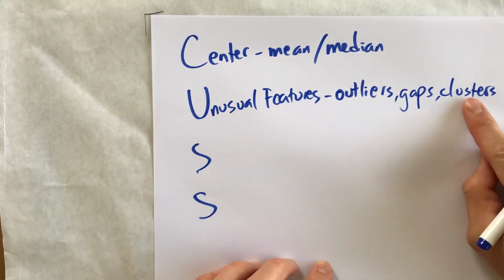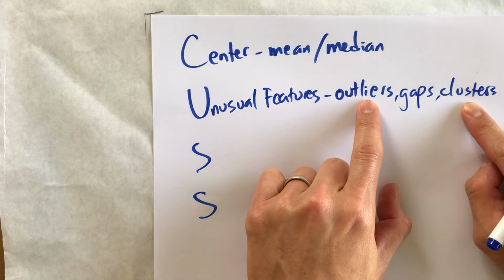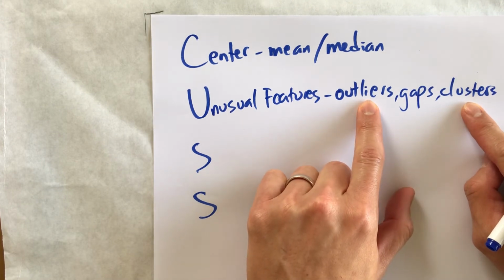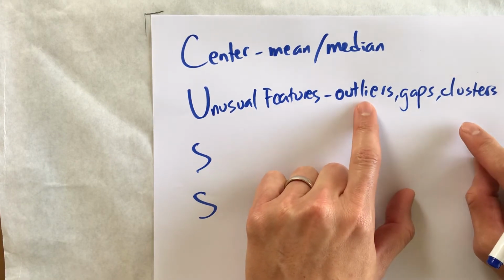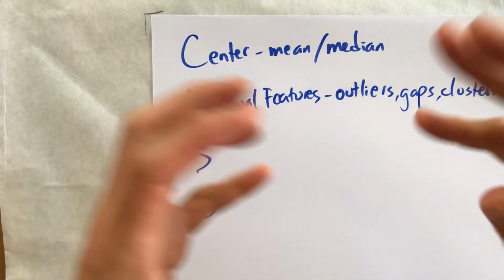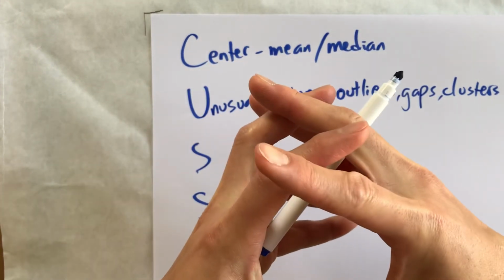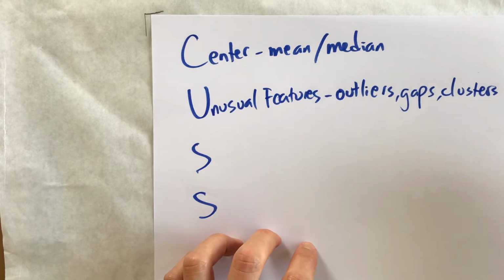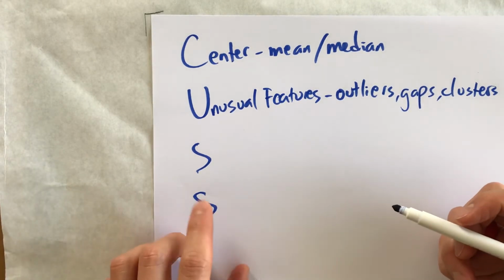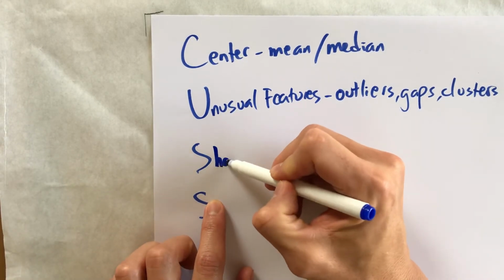Remember, a cluster is not just one point. If you have an outlier that's far away from the rest of the data distribution, that's not a cluster. A cluster means that there is a group of data points, values, that are away from the rest of the body. Shape, now this one's a big one, right?